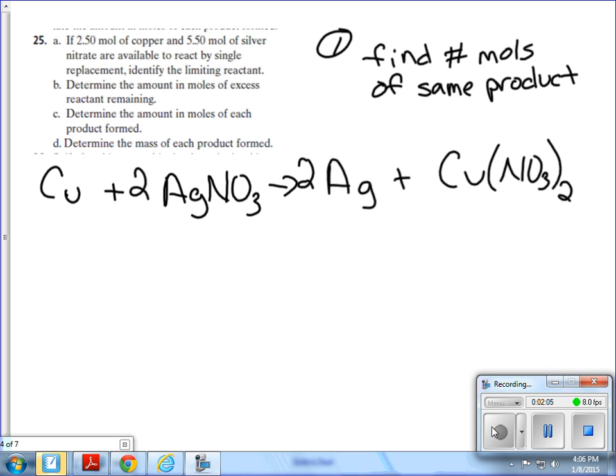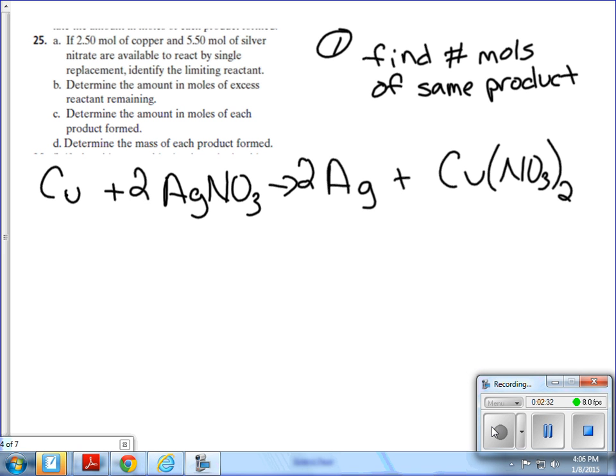So to find the limiting reactant, the first thing we have to do is take whatever values they've given us for reactants, and convert that to moles of the same product. For this one, the product I'm going to pick is copper 2 nitrate. You could do the exact same thing, but choose to convert yours to moles of silver. We'll still figure out what the limiting reactant is, and we'll get the same value.